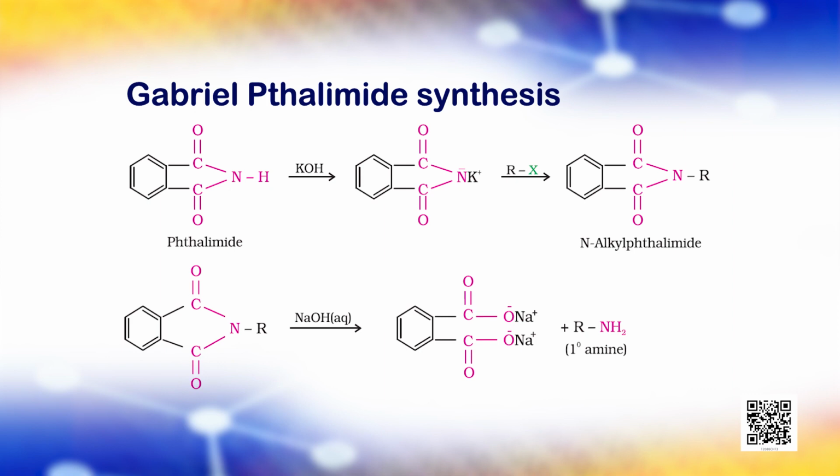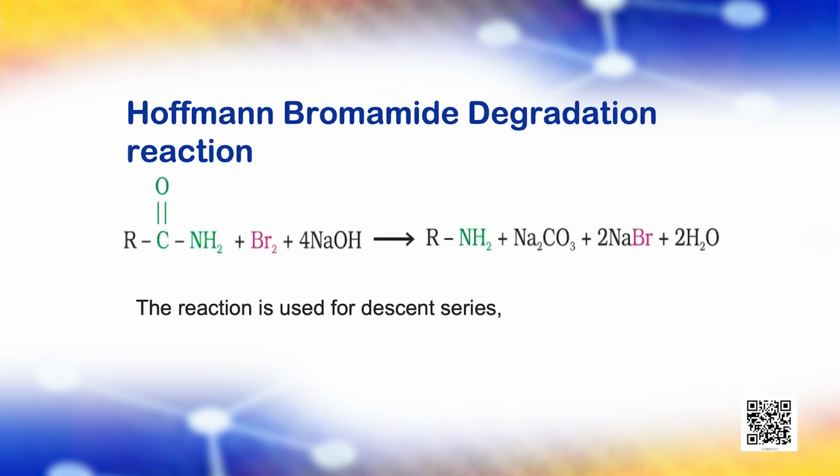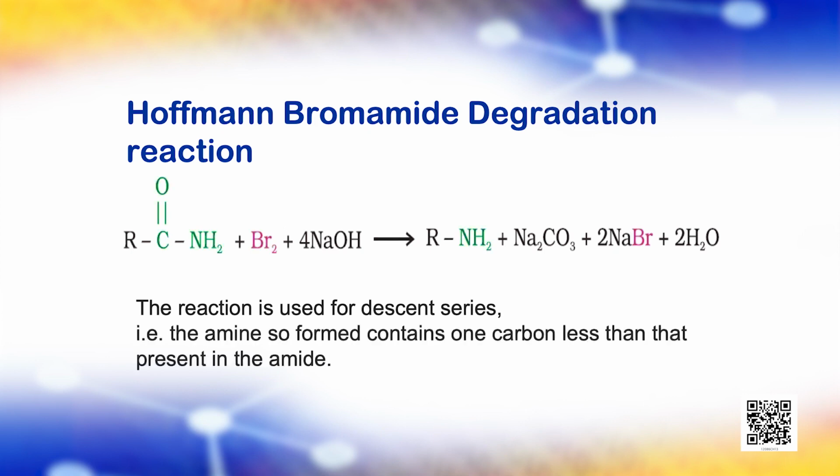Aromatic primary amines cannot be prepared by this method because aryl halides do not undergo nucleophilic substitution with the anion formed by phthalimide. Hofmann developed a method for preparation of primary amines by treating an amide with bromine in an aqueous or ethanolic solution of sodium hydroxide. In this degradation reaction, migration of an alkyl or aryl group takes place from carbonyl carbon of the amide to the nitrogen atom. The amine so formed contains one carbon less than that present in the amide.